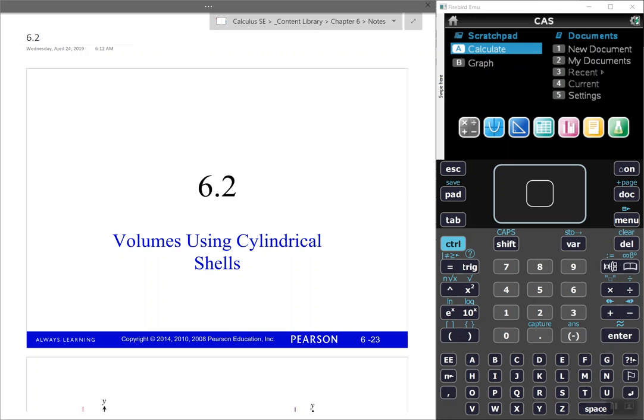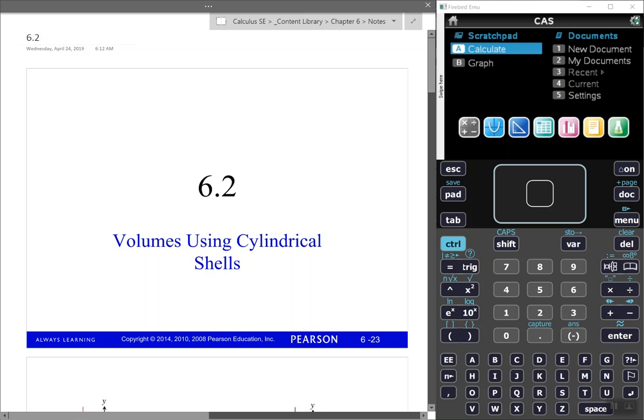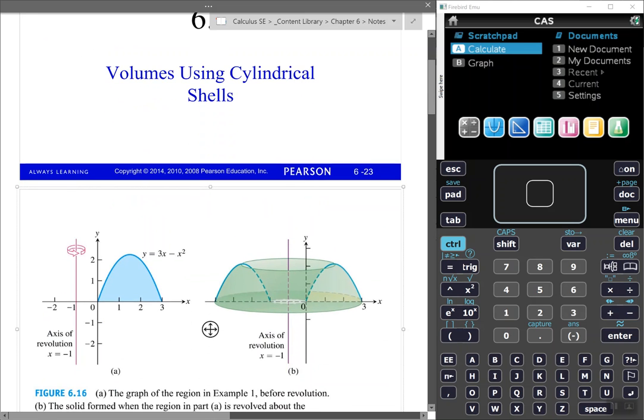In this lesson, we'll take a look at finding the volume of a solid of revolution using the cylindrical shells method. This is different than the washers or disks method, and it requires a different formula. So to start, here's an example of what it would look like.